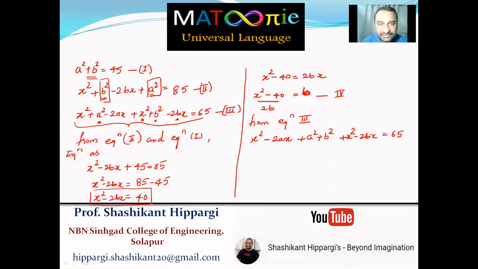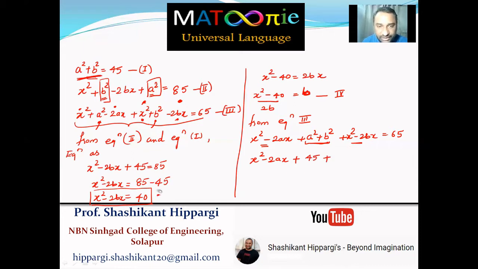This a square and this b square, I have written it here. This x square and 2bx, I have written it here. And the rest of the thing is like x square and 2ax, which I have written it here. And that is equal to 65. Now this is nothing but, if I replace this, so this is x square minus 2ax plus, what is a square plus b square? From equation number 1, a square plus b square is 45 plus x square minus 2bx.